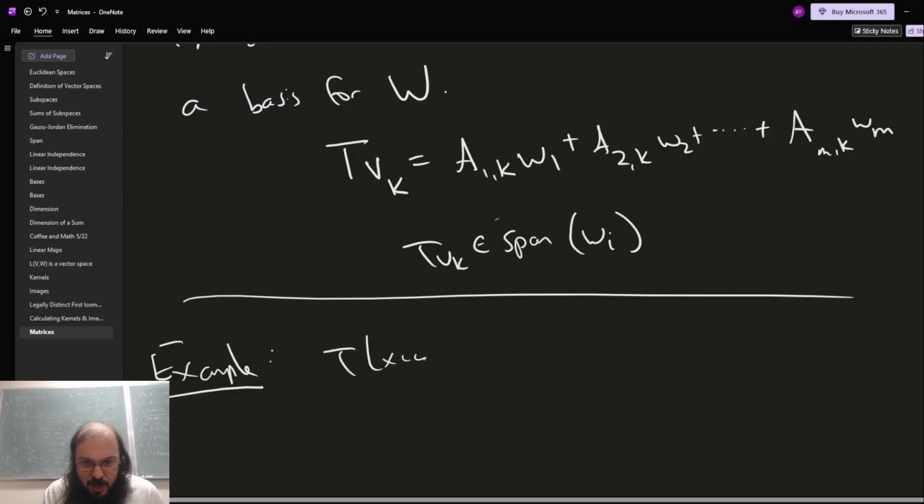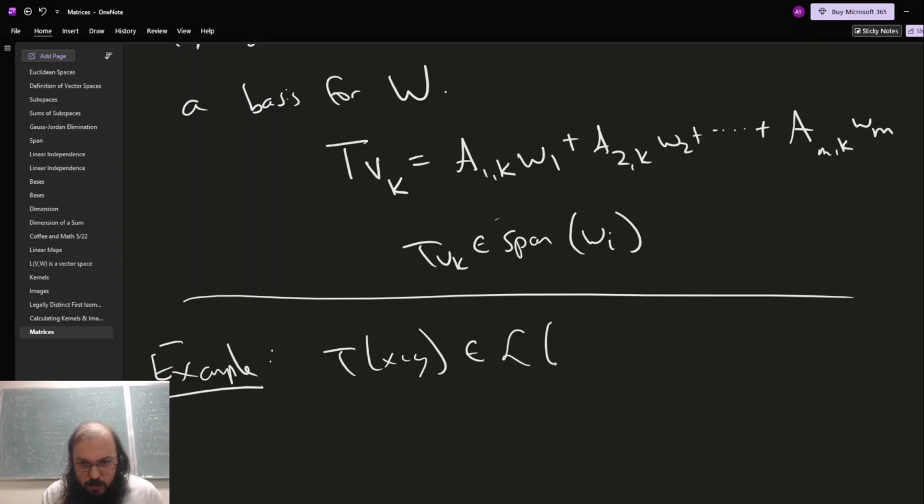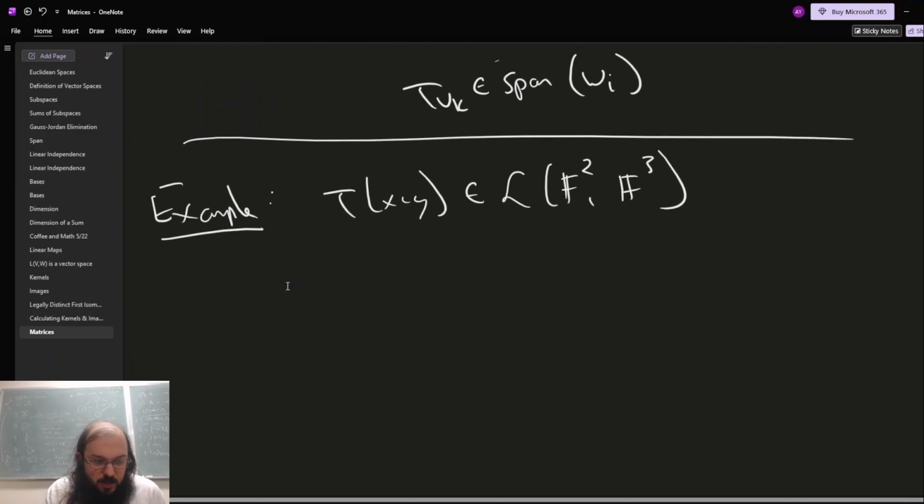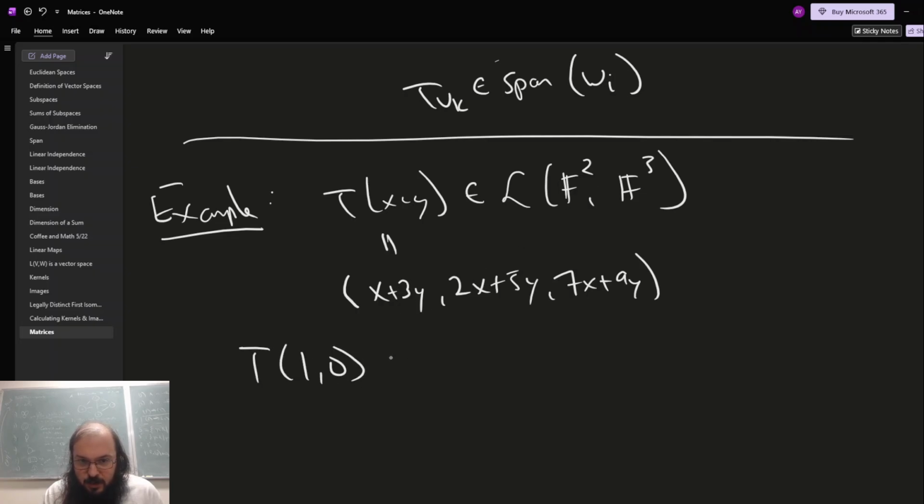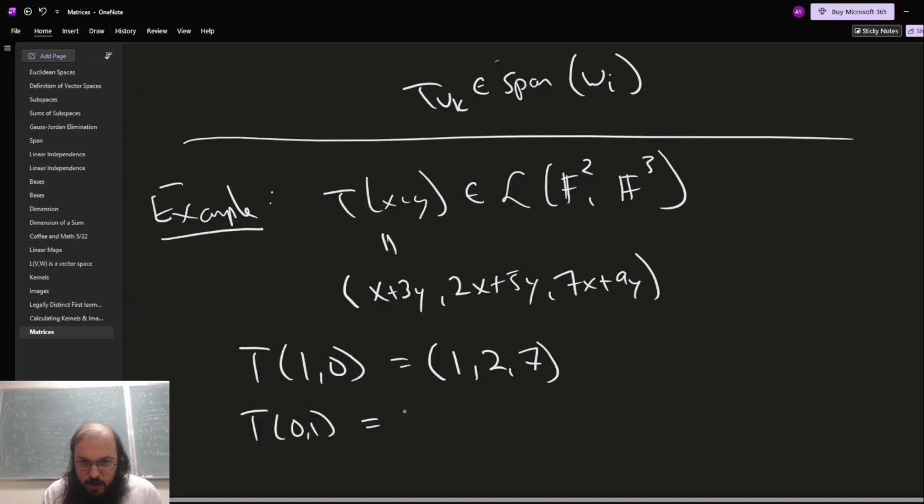Let's consider T, a linear map from F^2 to F^3 defined by T(x, y) equals (x plus 3y, 2x plus 5y, 7x plus 9y). Well, what happens when I feed in the first basis vector for F^2? In the standard basis, that's (1, 0). So what I get is (1, 2, 7). When I feed in the second basis vector, I get (3, 5, 9).